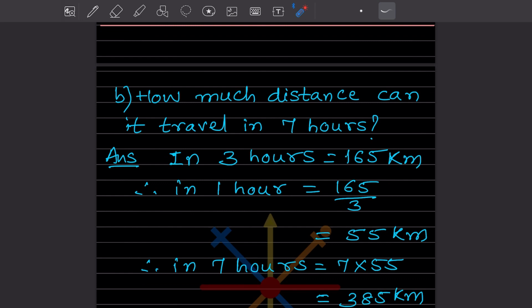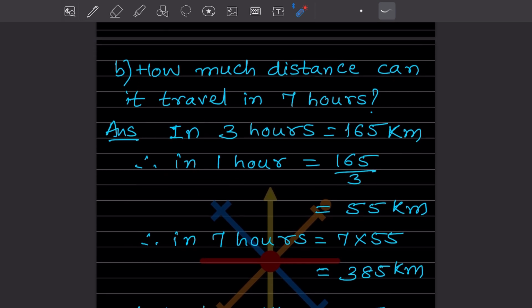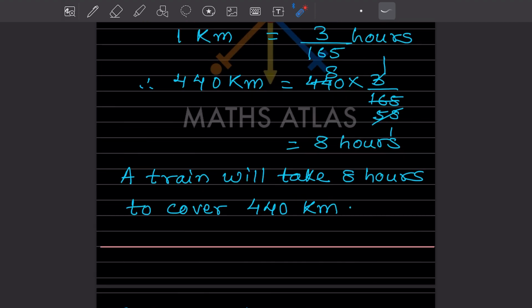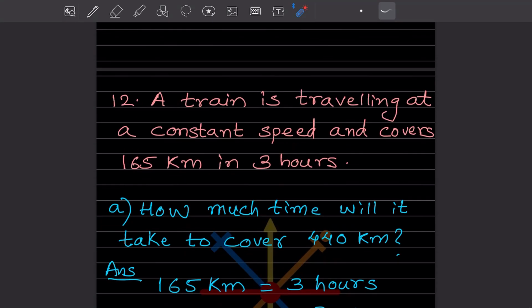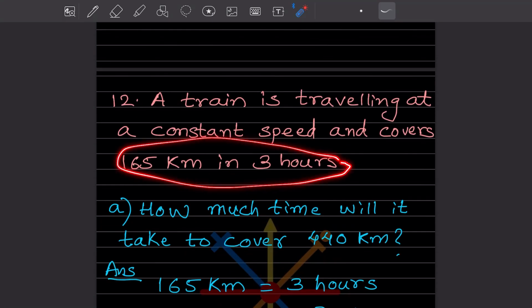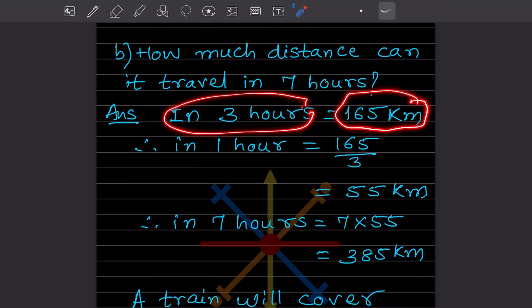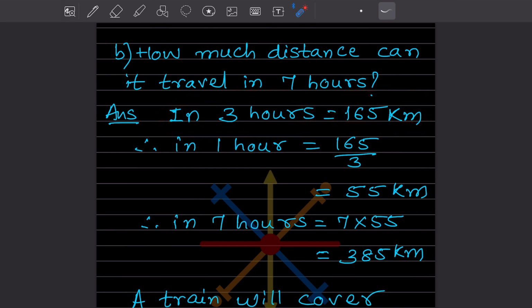Then same thing now in the same question, the B part of it. So how much distance can it travel in 7 hours? So in 3 hours, now you can see here. In 3 hours, it is traveling 165 kilometers. So same thing I wrote here. In 3 hours, it is covering 165 kilometers. So first thing we'll look for 1 hour. So again, we are going to cross multiply this one. So 165 divided by 3. So that is 55 kilometers.